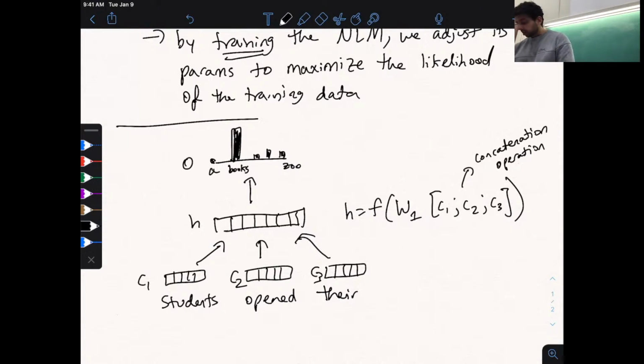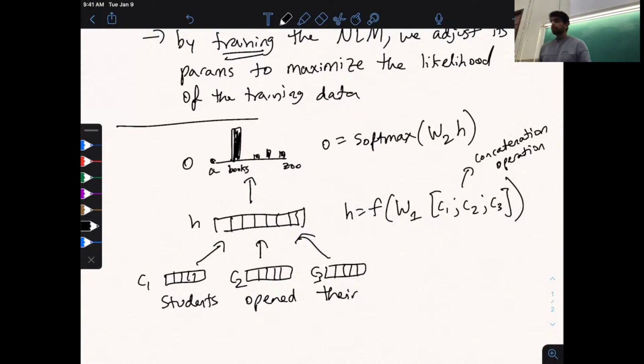So let's call this O for the output distribution. And O here is softmax of W2H. This matrix vector product projects H into the space of the vocabulary, and then we apply the softmax function to squash that result into a valid probability distribution. So this is just a recap of the forward propagation phase of the concatenation-based neural language model.